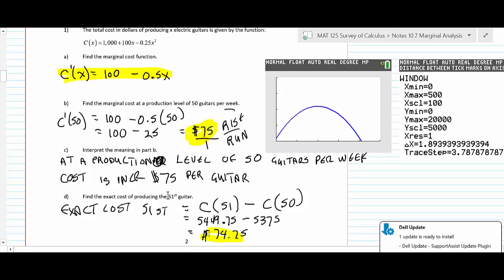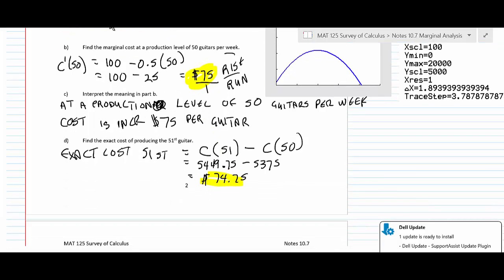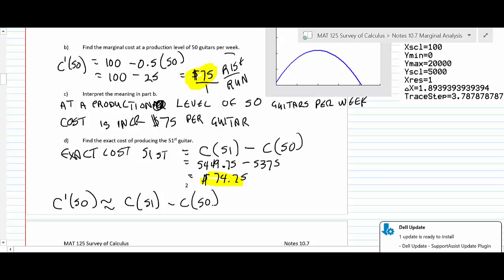One other thing I do want you to write down on this is, again, C prime of 50 is close to C of 51 minus C of 50. So when you're looking at this marginal, that's going to be a close approximation of the exact cost of the next item. That's the idea. So you want to make sure that you know and understand that well.